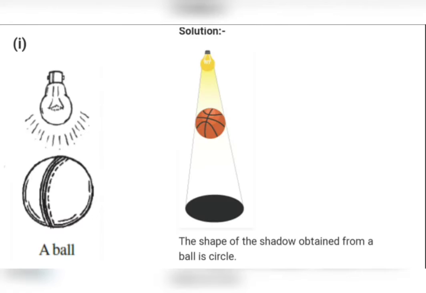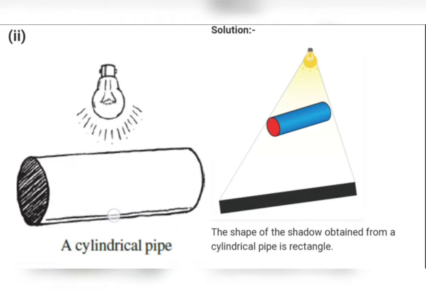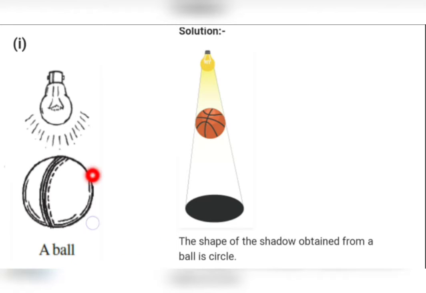Let's move ahead. This is the first figure, that is a ball. And when the bulb is kept burning over the ball, the shadow of the ball will fall down. And this is the shadow of the ball. Could you see this? So how the shadow looks, that we have to answer. The shape of the shadow obtained from a ball is what? It is a circle. All these 3D figures will give the shadow of 2D. Just remember this thing very well. So the shadow is a circle.